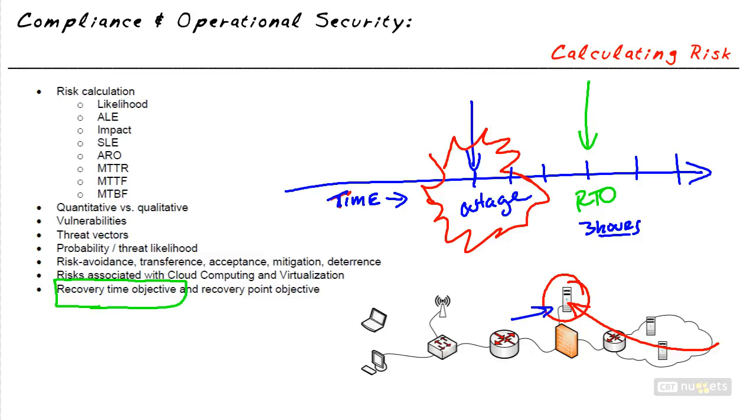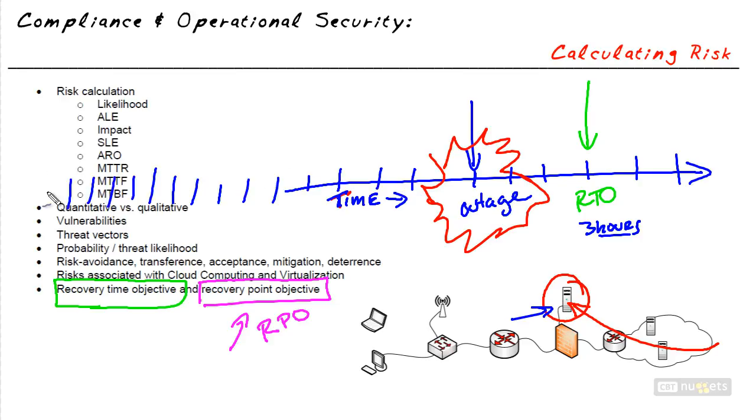Now the other question is, when it does get back up and running, how far back do you want to be able to restore to? Which is also a time consideration, and that's expressed as the RPO, the recovery point objective. So as we go back in time, the question is, how far back do you want to be able to go for restoration? Do you want to be able to go back a year or a day or a week?